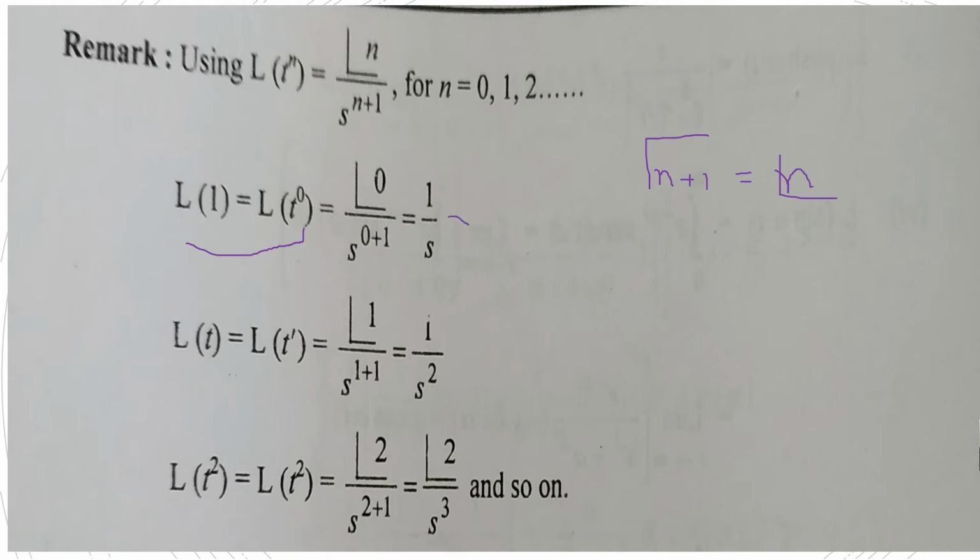Proved here. If we find Laplace of t raised to power 1, put n equal to 1, it will be 1 factorial over s square. If we want to find Laplace of t square, put n equal to 2, so it becomes 2 factorial over s cube. Similarly, Laplace of t raised to power 5 will be 5 factorial upon s raised to power 6. So on, you can find the Laplace of any number in the form of t raised to a power.